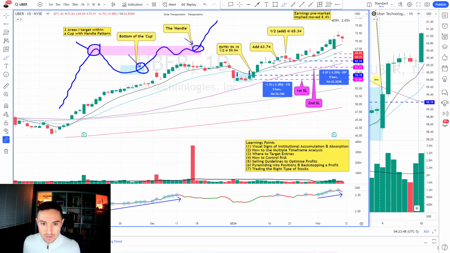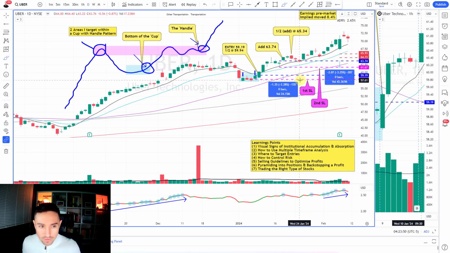So if we just pull this back over here, okay, like this. So understanding the type of basis. So for me, I'm looking for the strongest stocks in the market.